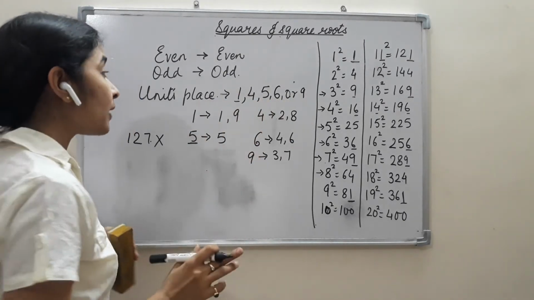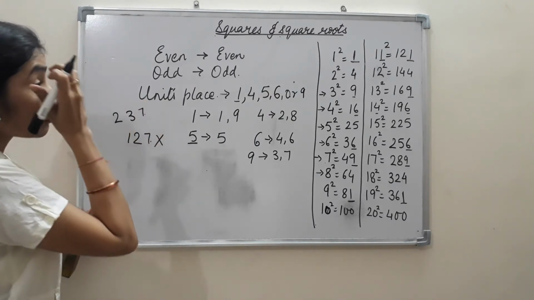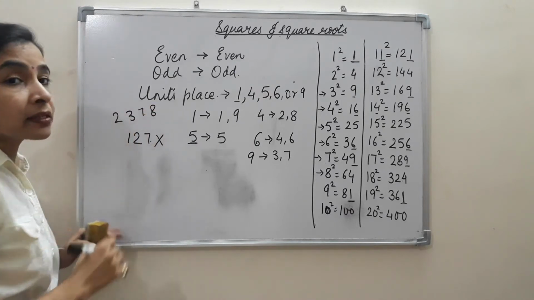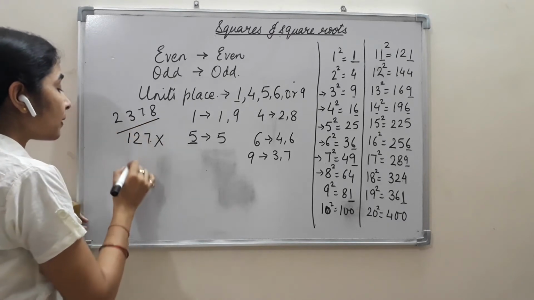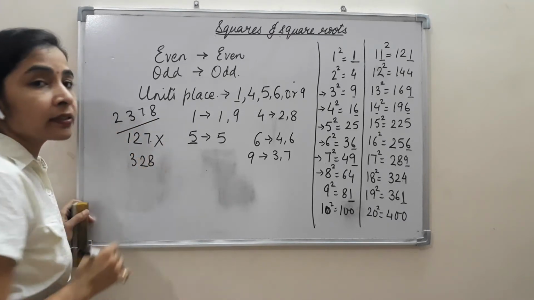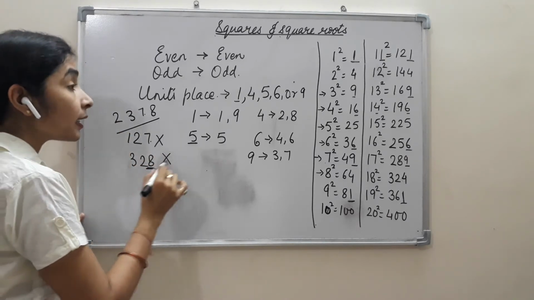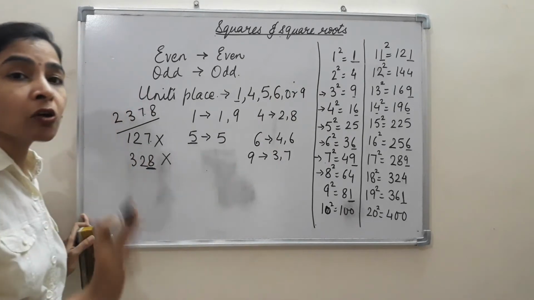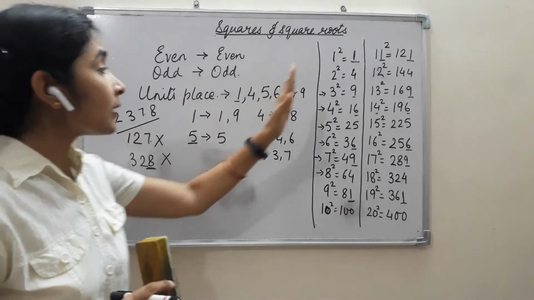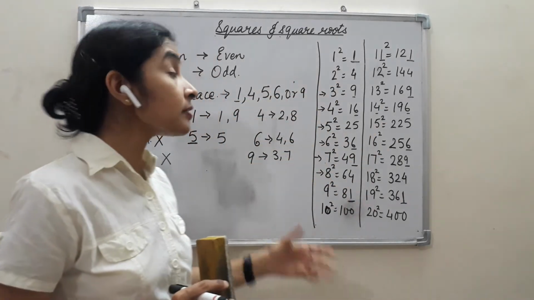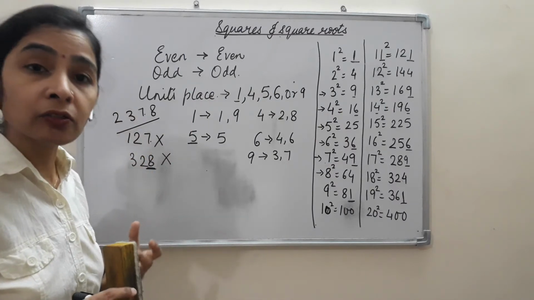Except these, if there are numbers like 2, 3, 7 or 8 in the units place, they cannot be a perfect square. Okay, so if you are asked whether 328 is a perfect square, you can directly say that no, it can't be a perfect square, because in any perfect square the number 8 does not come in the units place. So this is the thing we can recognize. We have made this chart only for this reference, so that by just observing the number you can tell whether it is a perfect square or not.